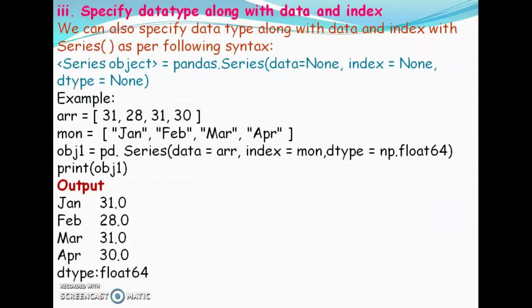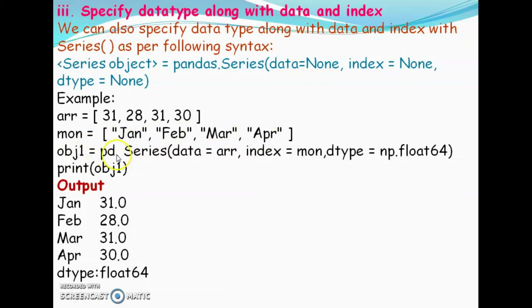Then the third one is specify data type along with the data and index. The third argument is data type. We can specify the data type also in this series object. We can also specify data type along with the data and index with the Series function as per the following syntax. Series object is equal to pandas.Series, data is equal to None, index is equal to None, dtype is equal to None. Example, ARR is equal to 31, 28, 31, 30. Then MON, months. MON is equal to Jan, Feb, Mar, Apr.